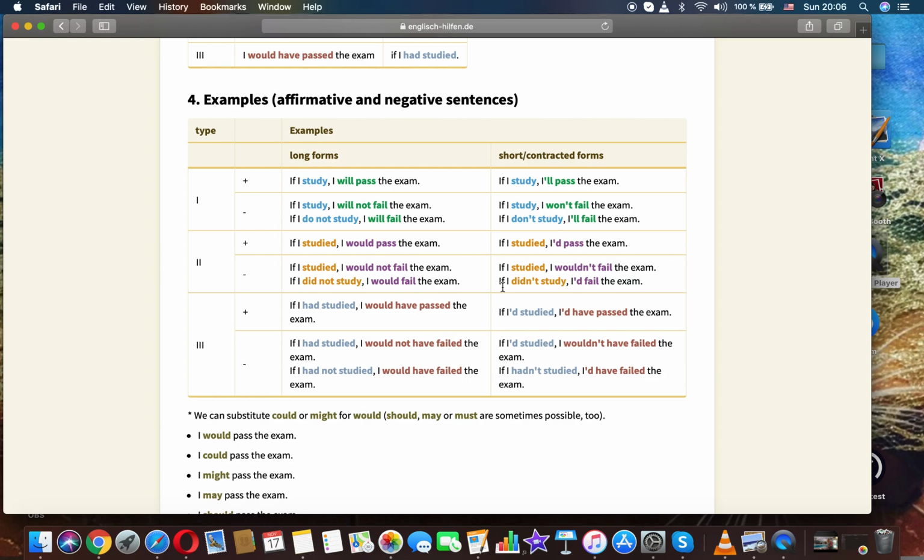And the third type, affirmative. If I had studied, I would have passed the exam. Negative: if I had studied, I would not have failed the exam. If I had not studied, I would have failed the exam. Short contracted forms: if I'd studied, I wouldn't have failed the exam. If I hadn't studied, I would have failed the exam.